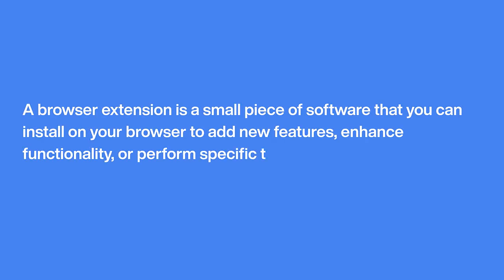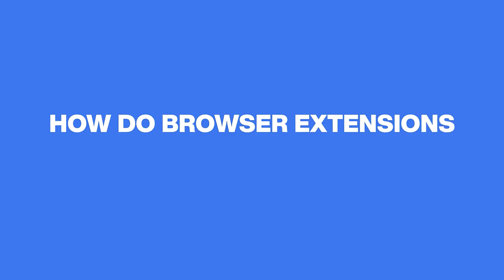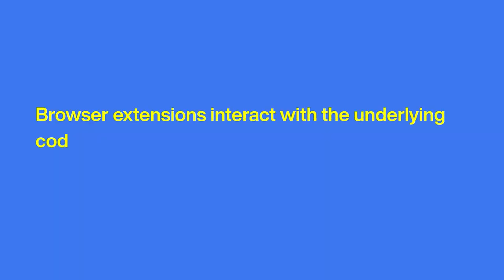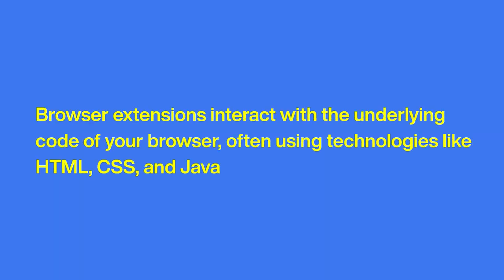What is a browser extension? A browser extension is a small piece of software that you can install on your browser to add new features, enhance functionality, or perform specific tasks. How do browser extensions work? Browser extensions interact with the underlying code of your browser, often using technologies like HTML, CSS, and JavaScript.